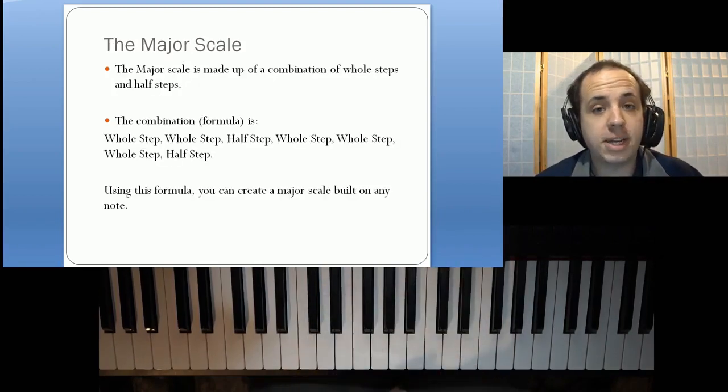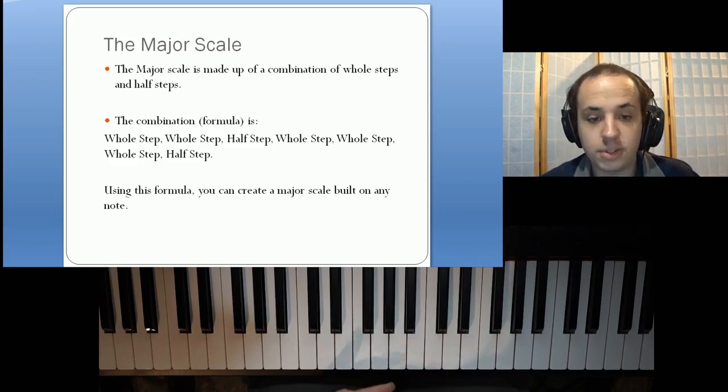Okay, moving on to the next slide, we have the major scale. The major scale is made up of a combination of whole steps and half steps. The formula is whole step, half step, whole step, whole step, whole step, half step. So if you get one thing out of this lesson, try to memorize this. It's two wholes, and then a half, and then three wholes, and then a half.